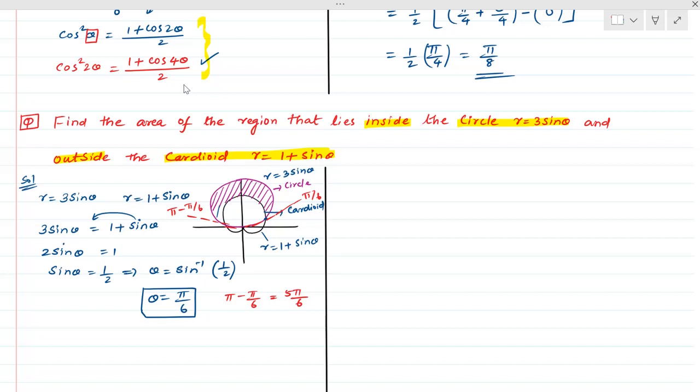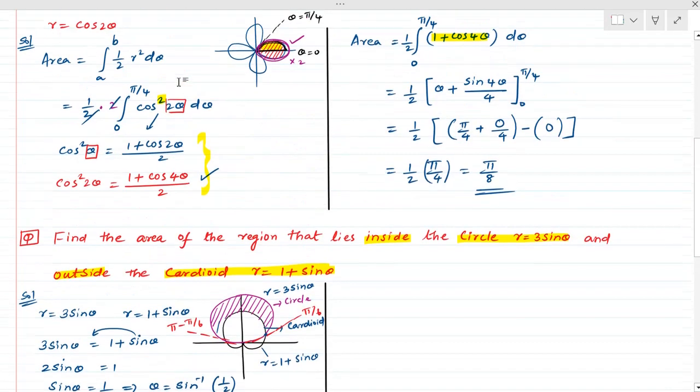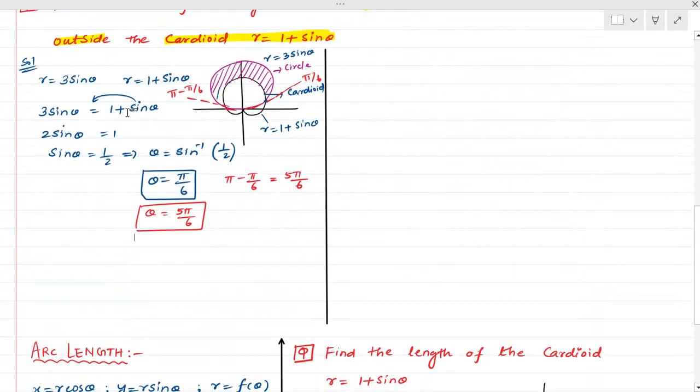So it is 150 degrees. So this is the point of intersection. We got it. So the theta values are pi over 6 and 5 pi over 6. A and B we have known. Now I have to subtract this area, because in between means we have to use this rule. So the area of the circle minus the area of the cardioid.